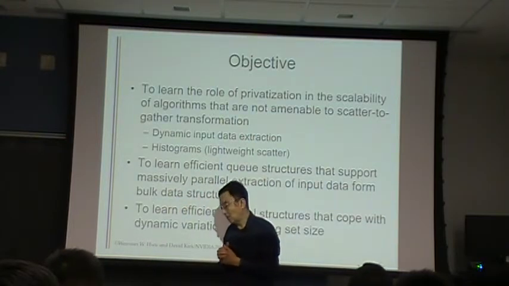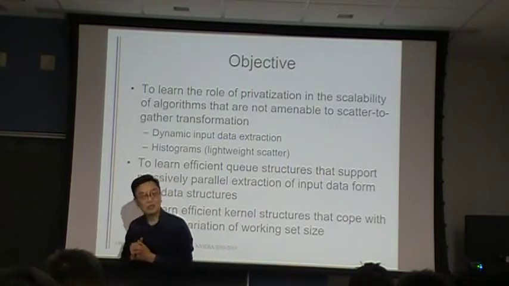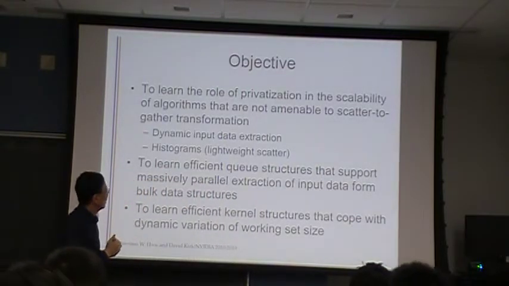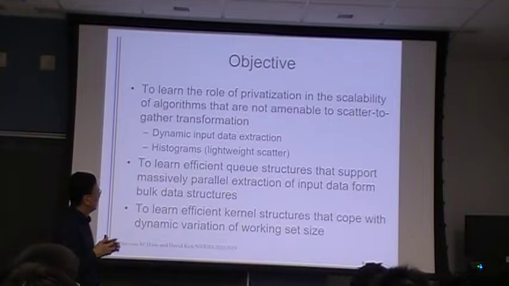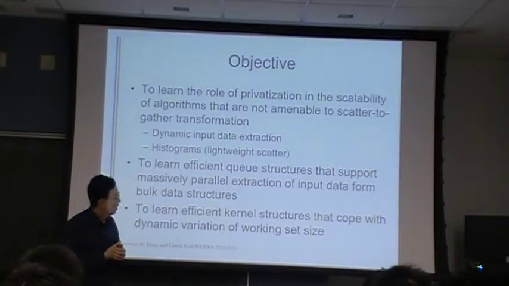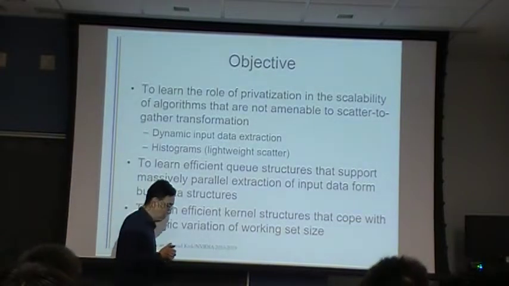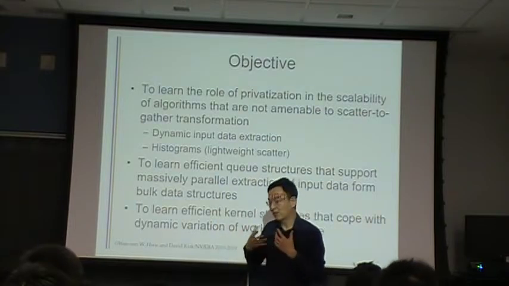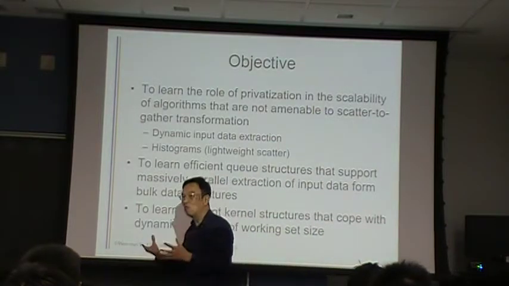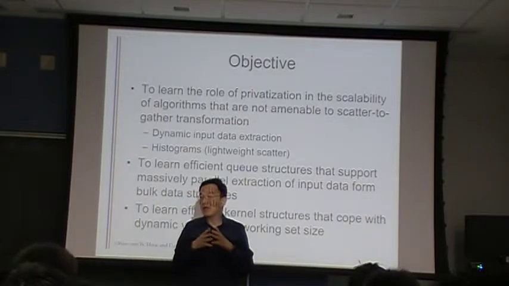Here, it's a little bit more sophisticated, but fundamentally, you should realize that at some point it's actually not that different. So we want to learn the efficient queue structures that support massively parallel extraction of input data from bulk data structures like graphs, and to learn efficient kernel structures that cope with the dynamic variations of the working set size. One of the consequences of this dynamic data extraction kind of computation is that the amount of work that you're going to see will vary in time.